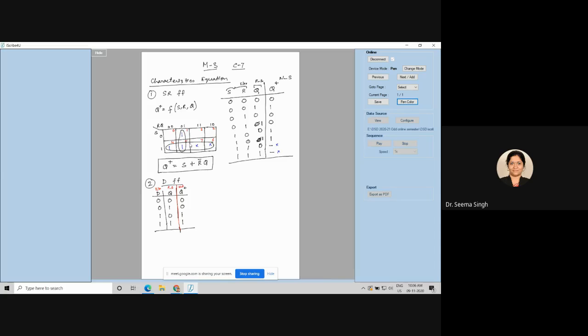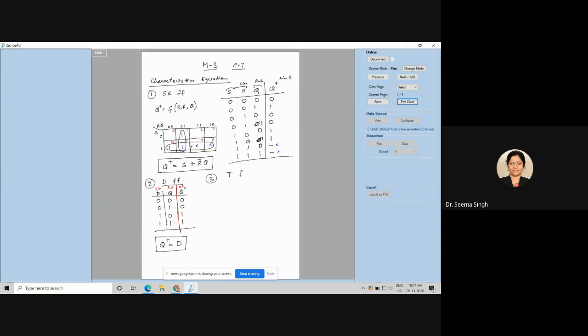So do I need to make a K-map for this? No, ma'am. We can simply write Q plus is equal to D like this. Why is it happening? Because present state does not alter your next state of D. That is why D flip-flop is the most commonly used for registers, and many times we will be using it for making an easy counter. You will see that the design procedure will be very concise and small for your D flip-flop.